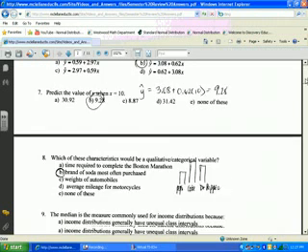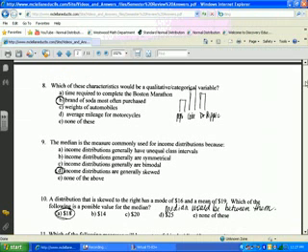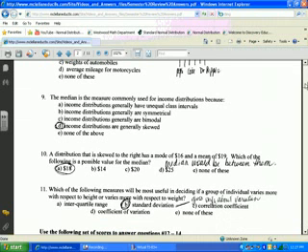Questions on that. All right. 8. What about categorical? Okay. Are you pretty okay with categorical versus quantitative? Okay. All right. 9. How about that?